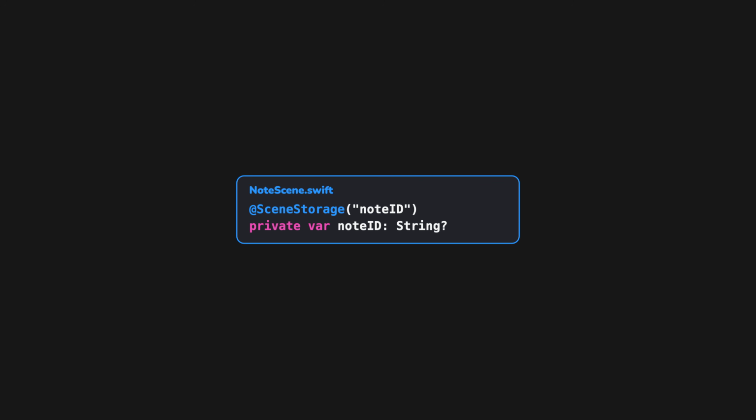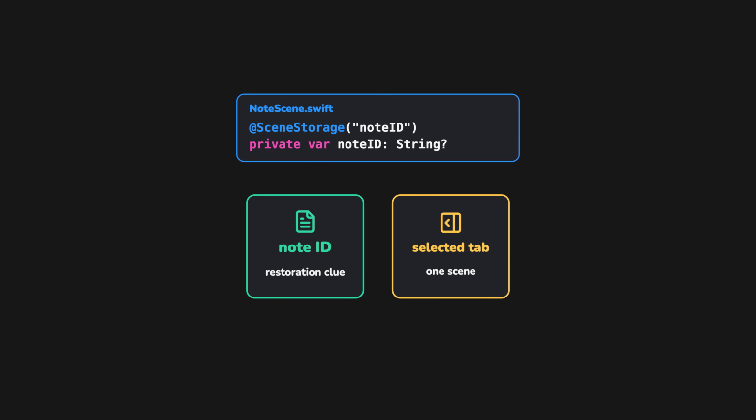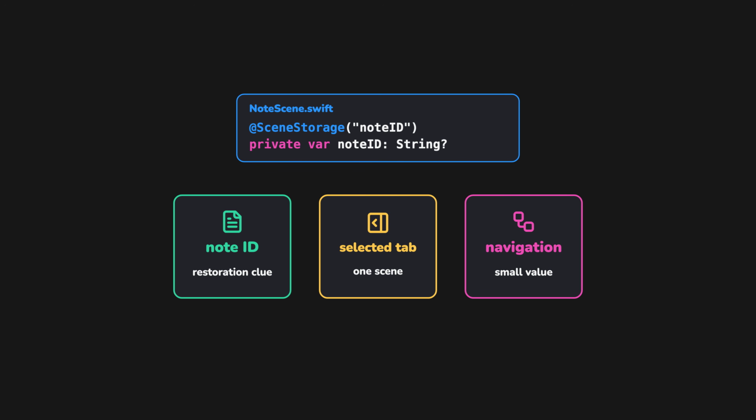If we need a lightweight clue that belongs to one TrailNote window, scene storage can help. We might store the identifier of the node open in that scene, the selected editor tab, or a small navigation value. The system manages the storage per scene and may restore it later. This is lightweight restoration data and not a database, and Apple does not promise exactly when it will be persisted.